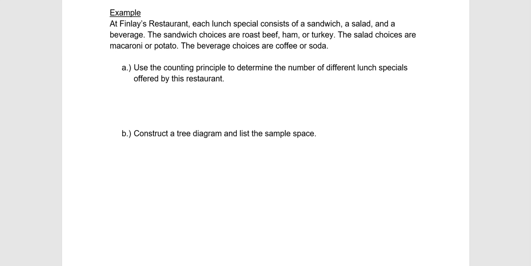So we have 3 sandwich choices, 2 salad choices, and 2 beverage choices. The counting principle says we multiply them together. So that's 3 times 2 times 2, which gives us 12 possible different lunch specials, different combinations for those lunch specials.